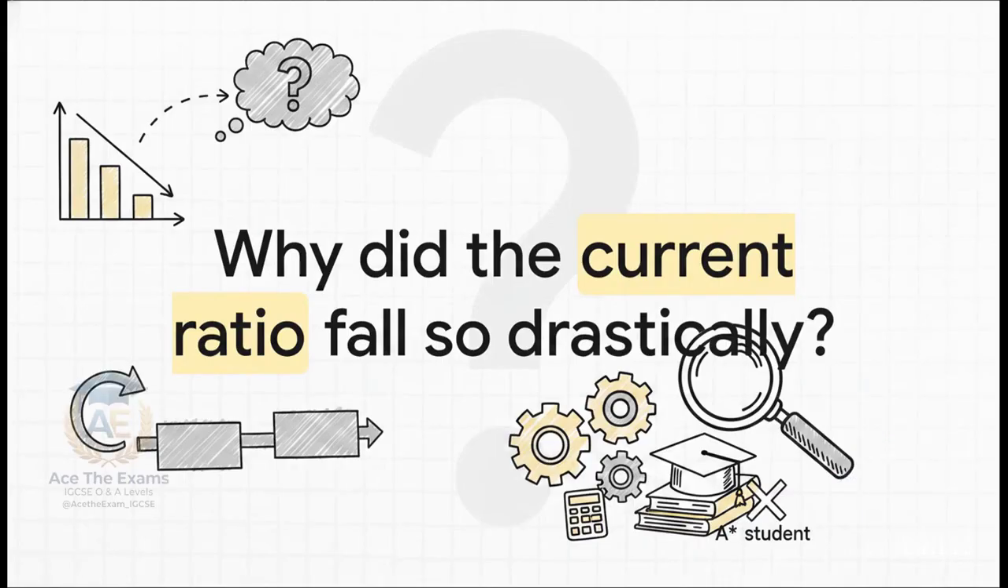An A student doesn't just calculate a ratio and move on. They ask the underlying why. Why did it fall so drastically? What is the actual cause and effect chain going on here? This is exactly where you elevate your answer from a simple, basic mathematical output to a senior-level business evaluation, really proving those high-level AO3 analytical skills.